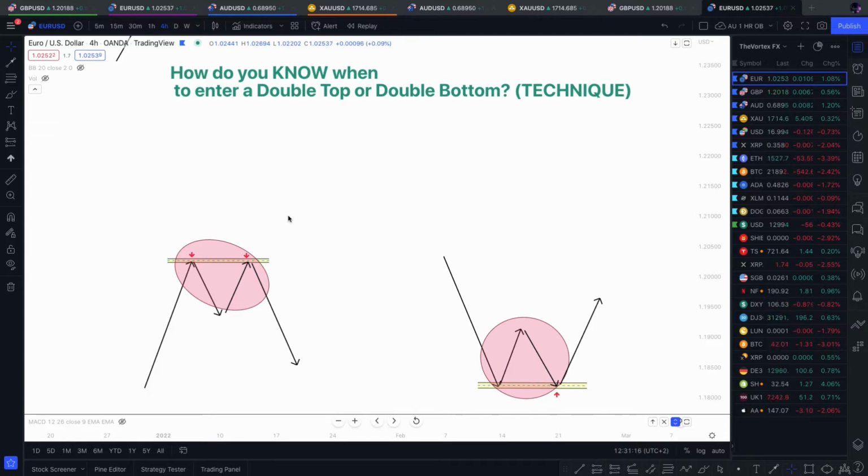Today we are going to be discussing how do you know when to enter a double top or a double bottom. Let's get into it.